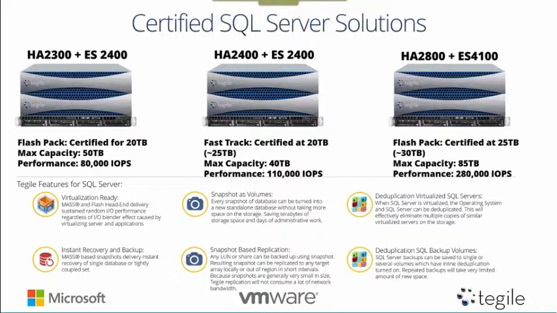And you can get things that are certified anywhere from 20 terabytes and have maximum capacity of 50 terabytes and about 80,000 IOPS. That covers 90% of the scenarios, all the way to something very, very high performance that's certified at 25 terabytes by Microsoft with maximum capacity of 85 terabytes for your data warehouse and giving you 280,000 IOPS. Obviously with the middle tier at about 110, 115, and 40 terabytes of maximum capacity. So really, our product line is very flexible.